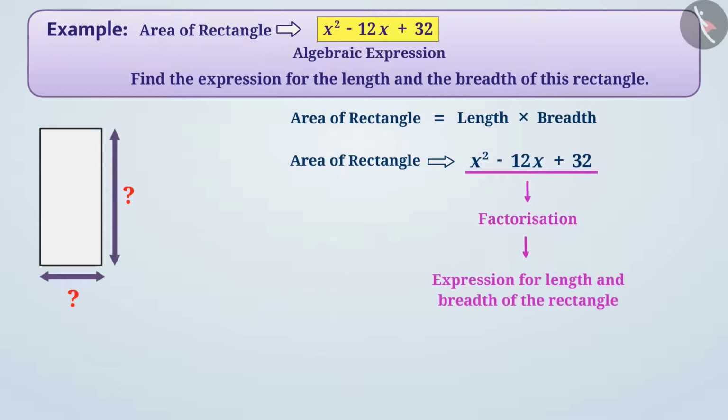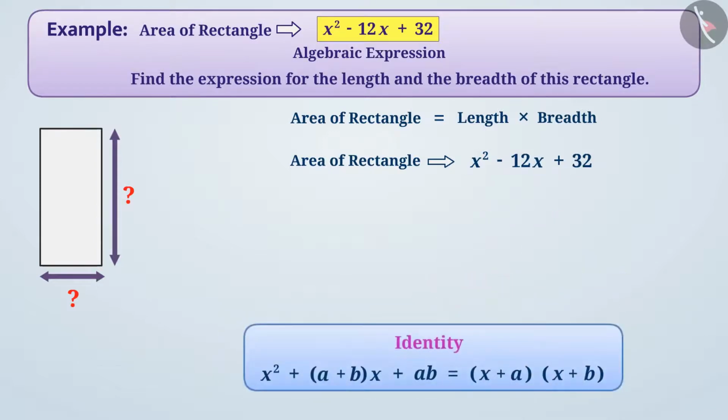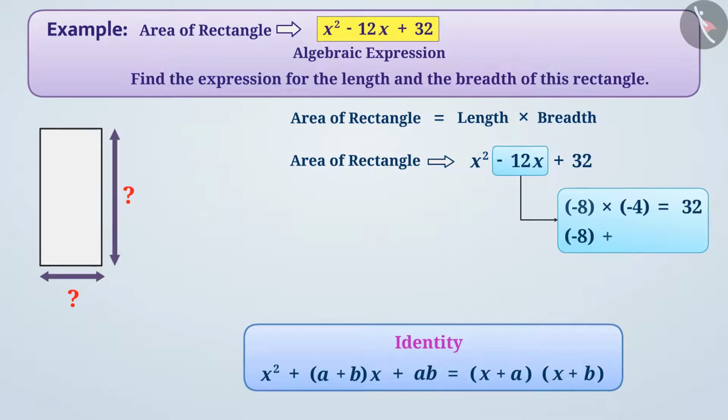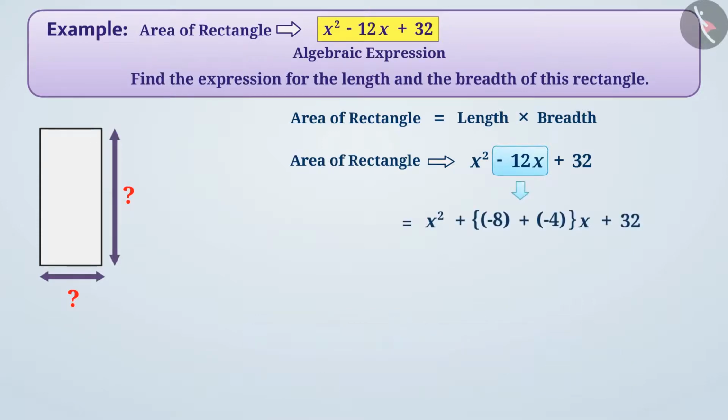So, let's get started. Here, we will use this identity. We will divide the middle term, that is, the coefficient of x, into two numbers a and b in such a way that ab is equal to 32 and a plus b is equal to minus 12. Since minus 8 multiplied by minus 4 is equal to 32 and minus 8 plus minus 4 is equal to minus 12, we will choose minus 8 and minus 4. Now, the middle term minus 12x of this expression can be written like this.